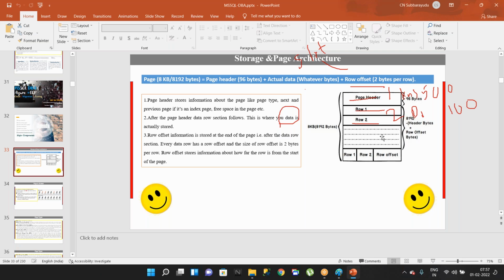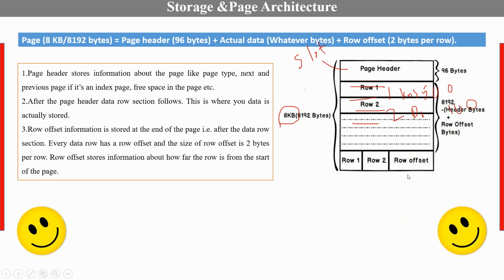And data rows will contain only the data, nothing else, sir. Whatever data you are trying to insert, update or delete, that data will be available in the data rows. And the footer is very important, sir. Technically you can call it a footer, or technically you can call it a row offset. Row offset information is stored at the end of the page, after the data row section.